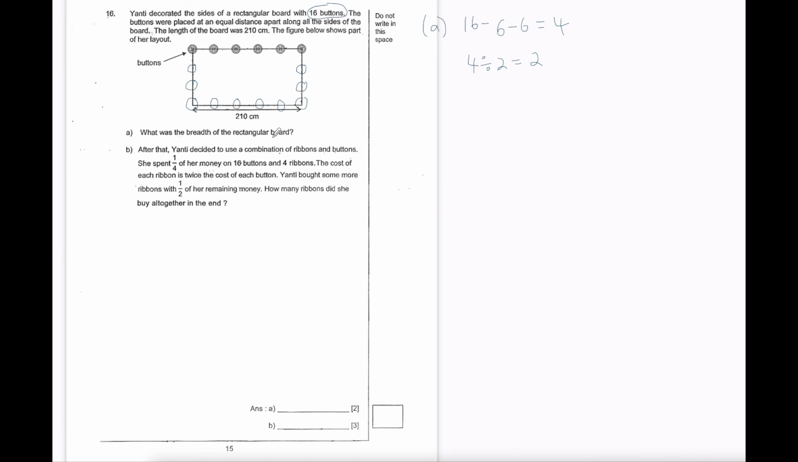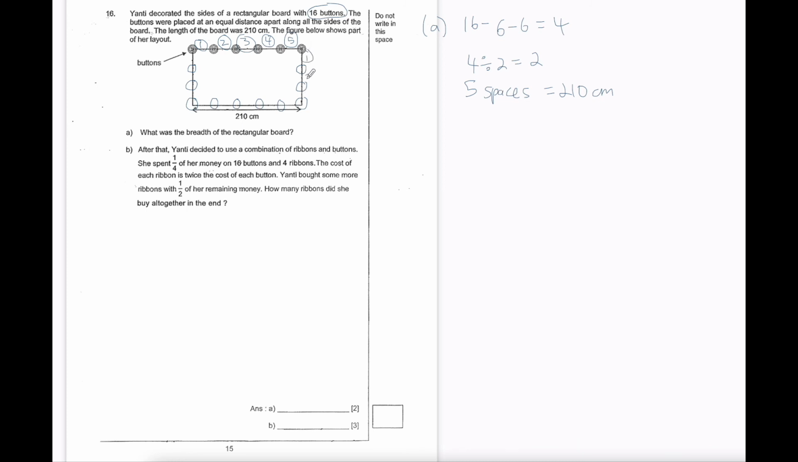What was the breadth of the rectangular board? Let's deal with the length first. How many spaces are there? Now we don't deal with the buttons, we deal with the number of spaces. Okay, so there's 1, 2, 3, 4, 5 spaces. So 5 spaces is 210 cm. Our breadth has 1, 2, 3 spaces.